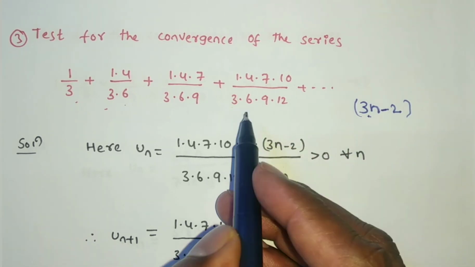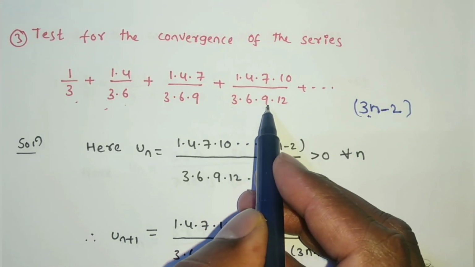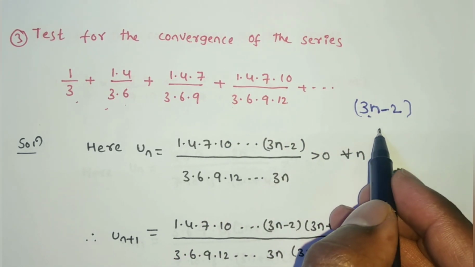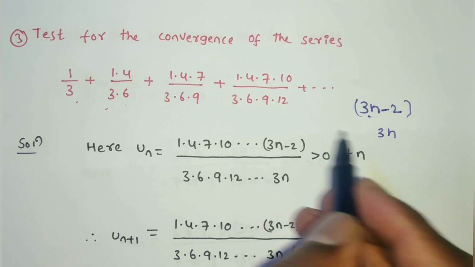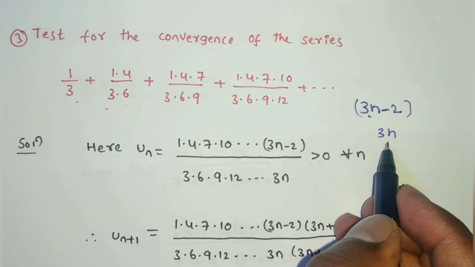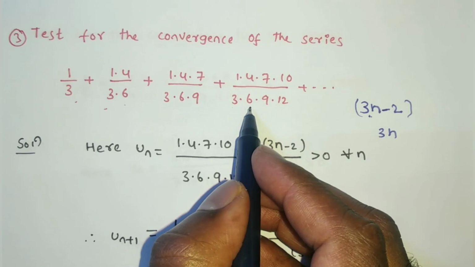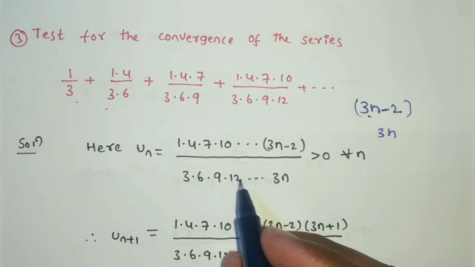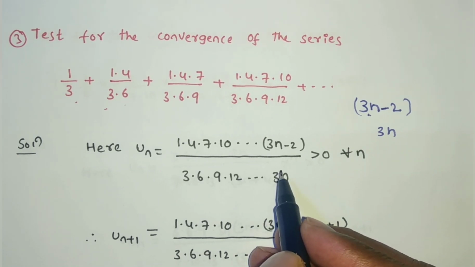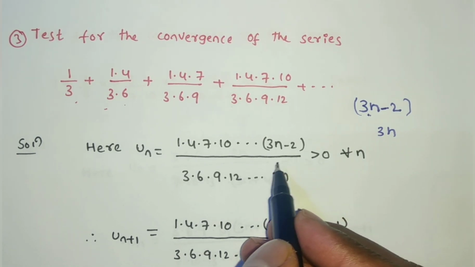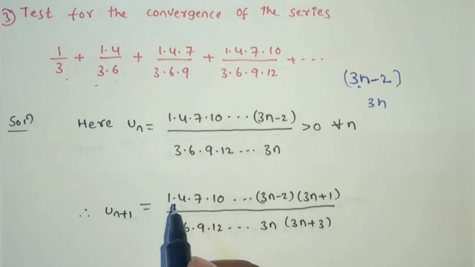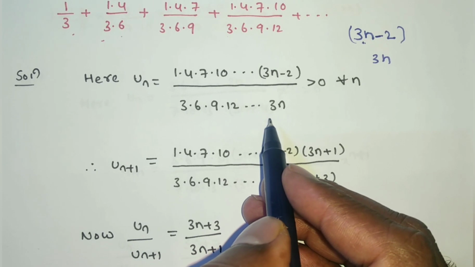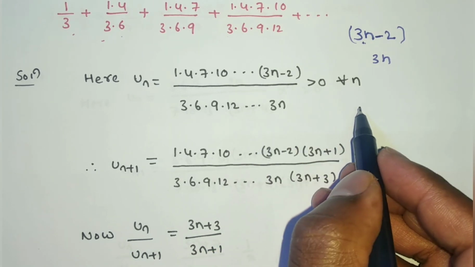So it is satisfying. Next, in the denominator, 3 into 6 into 9 into 12, the common difference is 3. So write 3 into n. Put n is equal to 1, we get 3, satisfying. Put n is equal to 2, 6, satisfying. N is equal to 3, 9, satisfying. So this is the nth term. To write the nth term in the repeated series form, we have to write the previous n minus 1 terms also. Now, this is the repeated series form. Which method will you apply generally? Go for the ratio test.